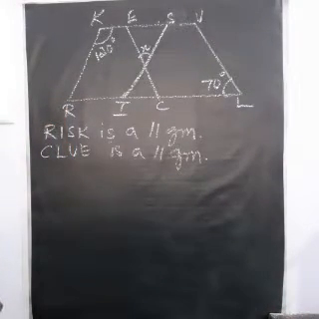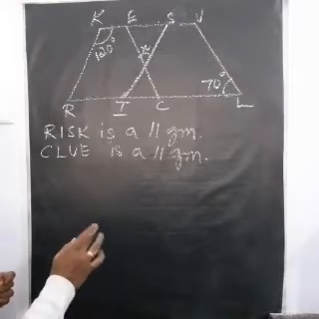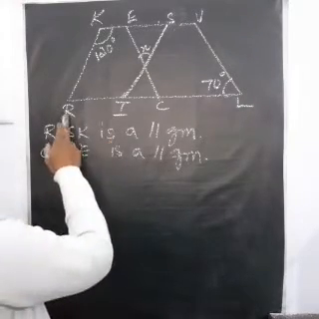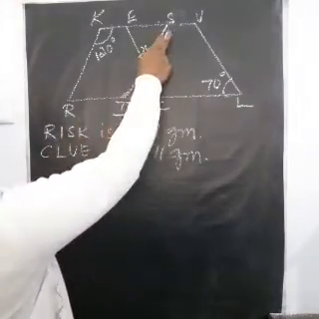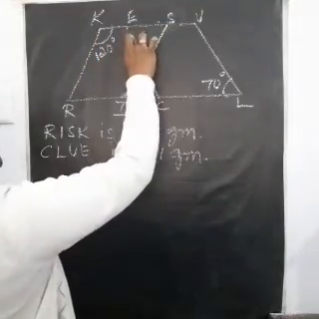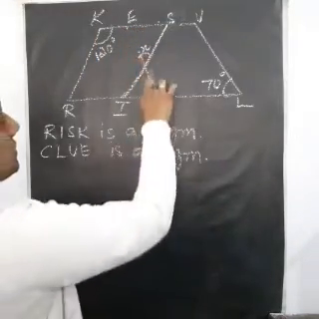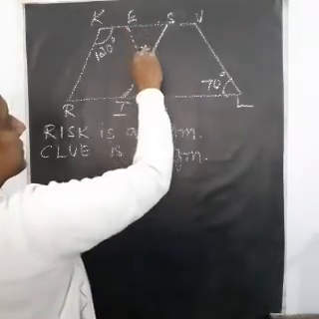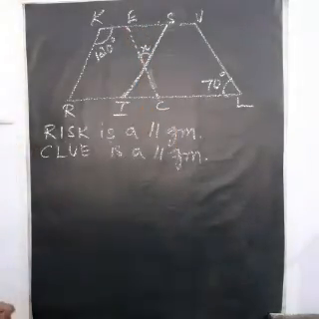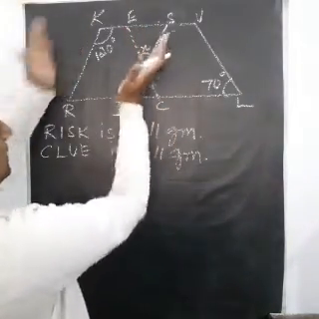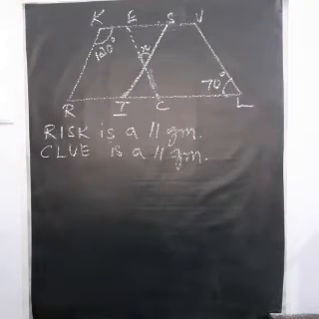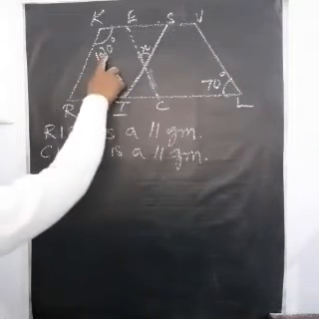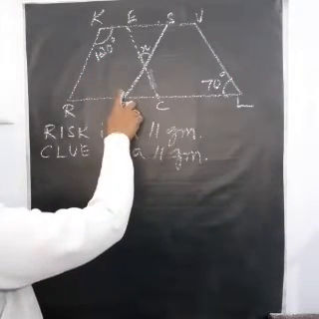Okay, so now let us see. First let us take this parallelogram, RISK. I'll draw this line as a dotted line. This is my parallelogram. In a parallelogram, what happens to the opposite angles? Opposite angles are equal. This is 120, so this will also be 120.